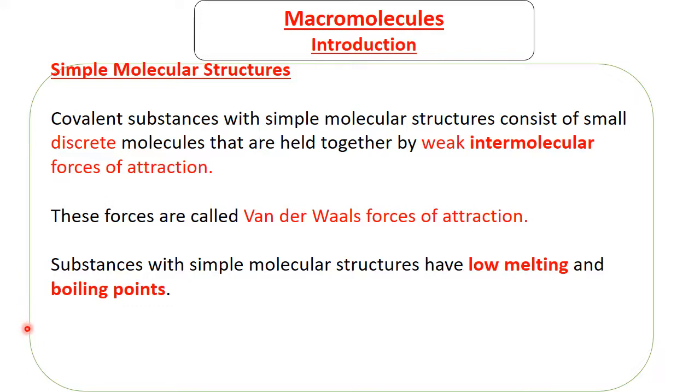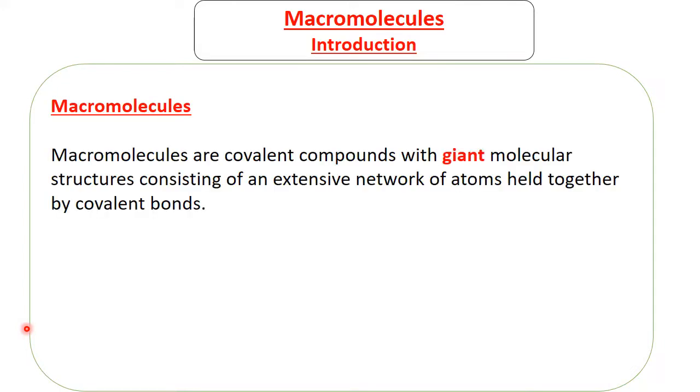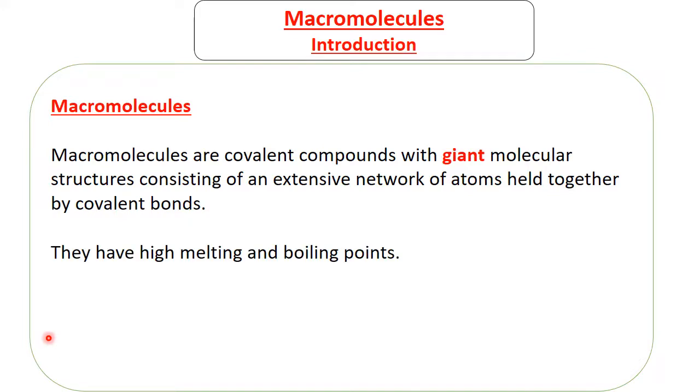So in such cases, the molecular structures of such compounds are not simple molecular structures. They are macromolecules. Macromolecules are covalent compounds with giant molecular structures consisting of an extensive network of atoms held together by covalent bonds. These macromolecules have high melting and boiling points despite being made of covalent bonds.